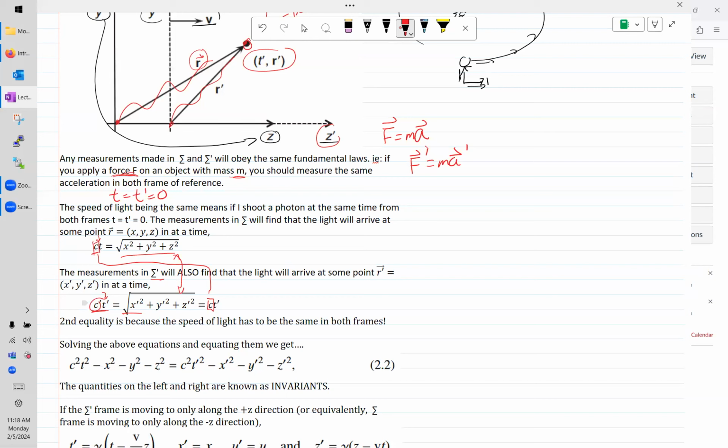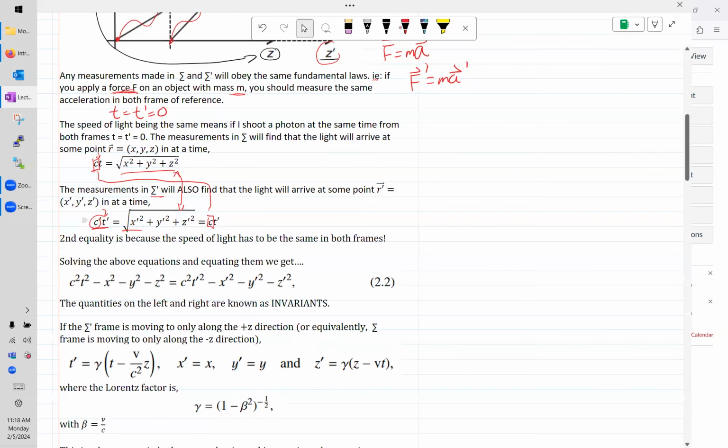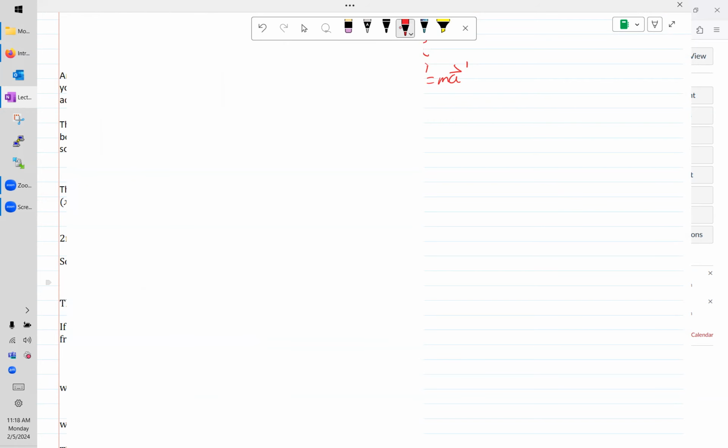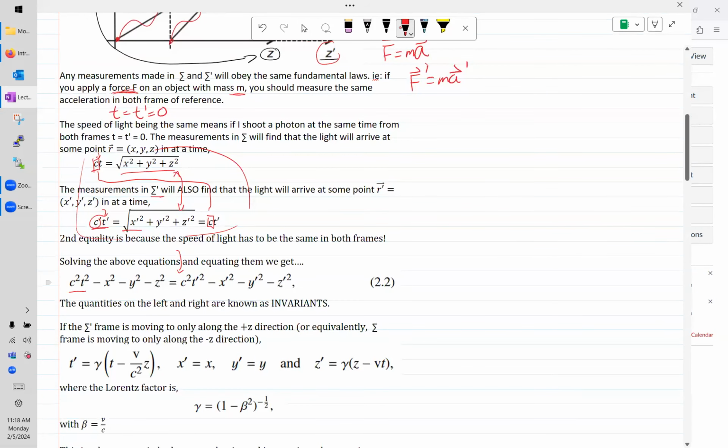So there is no c prime, there is no c double prime, there is no c triple prime. The speed of light is the speed of light no matter which reference frame you're using. What you can do is solve these equations and squish them together, and then you will have this equation down at the bottom, 2.2. The speed of light times the time squared, minus all the position coordinates squared, equals the speed of light times t prime and all the position coordinates squared in the prime reference frame also. It's just squaring both sides and then equating them.